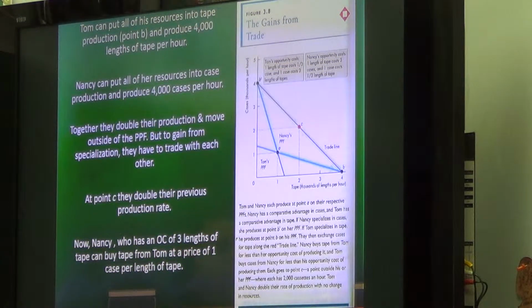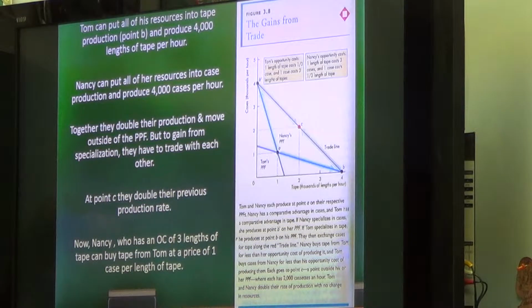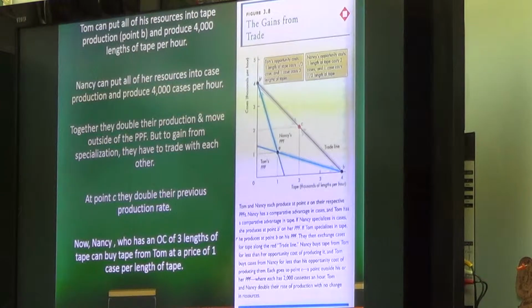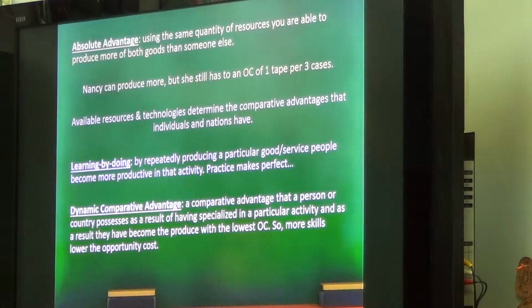So at point C they can double their previous production rate. So now Nancy, who had an opportunity cost of 3 lengths of tape, can buy tape from Tom at the price of 1. Does that make sense? So her opportunity cost has gone down because now she's trading with Tom and they're being more efficient. Alright, did that make sense, or any questions on that?